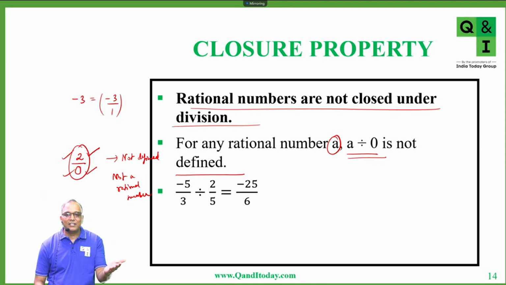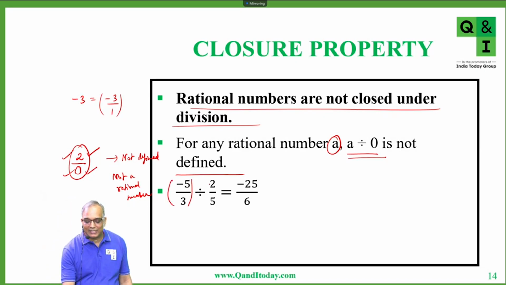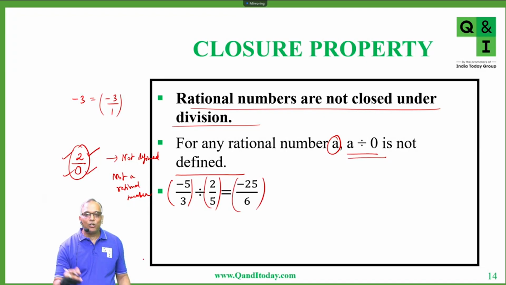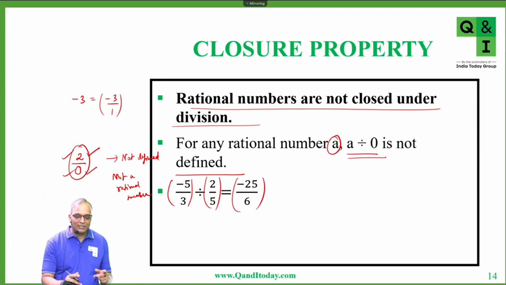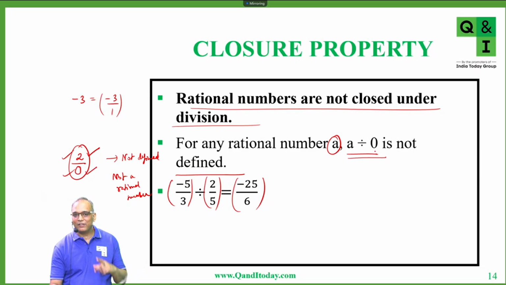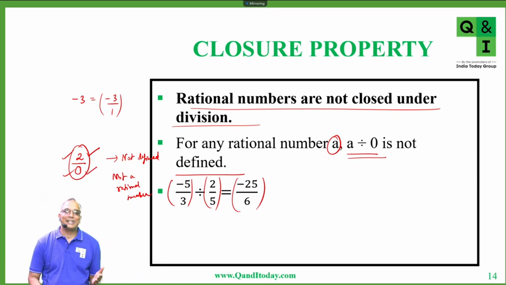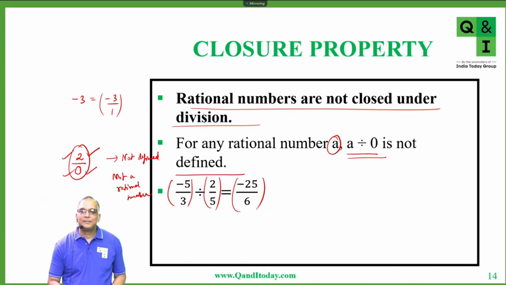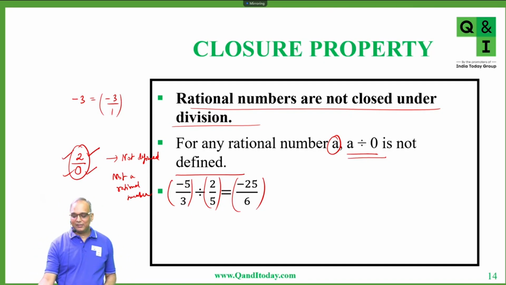In some cases, it will be a rational number. For example, -5/3 divided by 2/5 gives you -25/6. In all other cases, it will be a rational number, but only when it is divided by 0, it will not be a rational number. So because there is an exception, we cannot certainly say that whenever you divide two rational numbers, you will get a rational number. So when you are not certain, that means it is not a property. So that's why we say that rational numbers are not closed under division. Clear, students? Yes, sir.